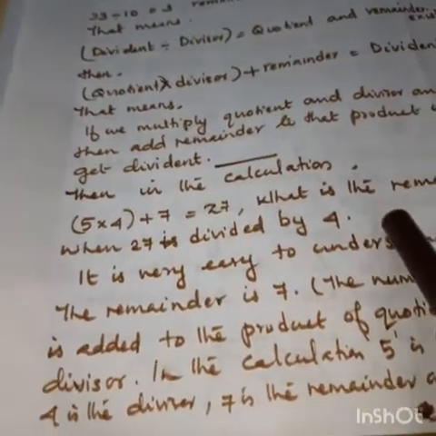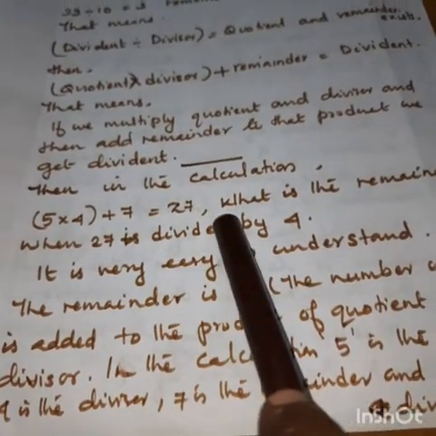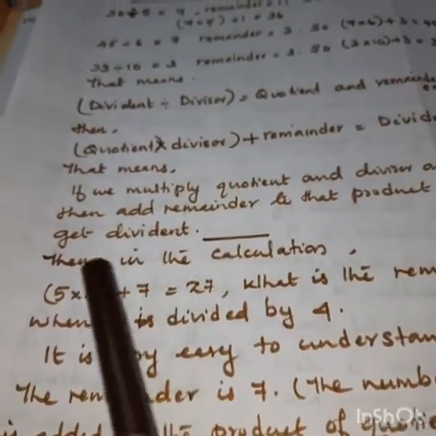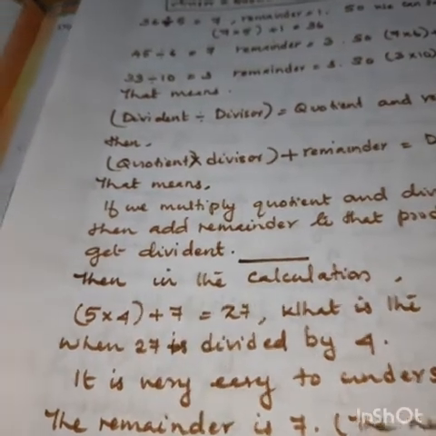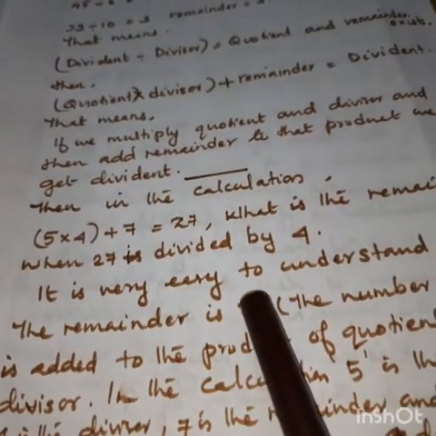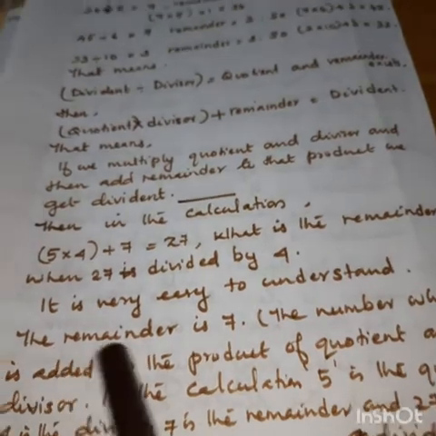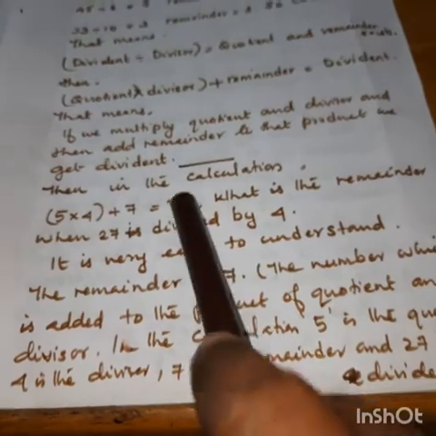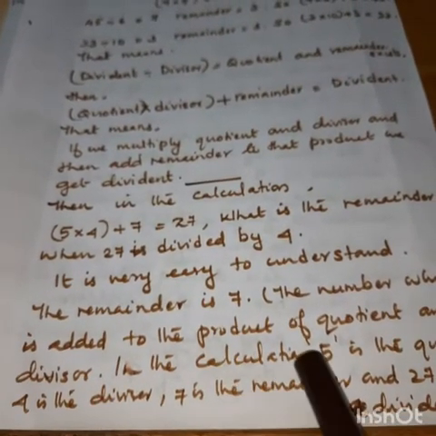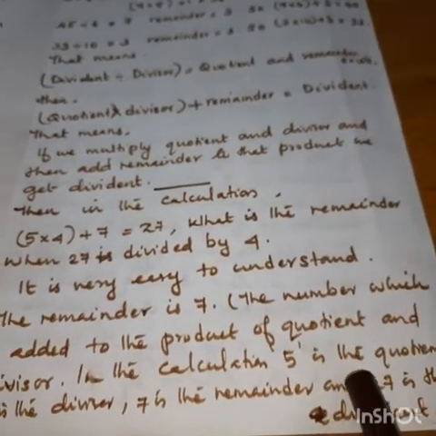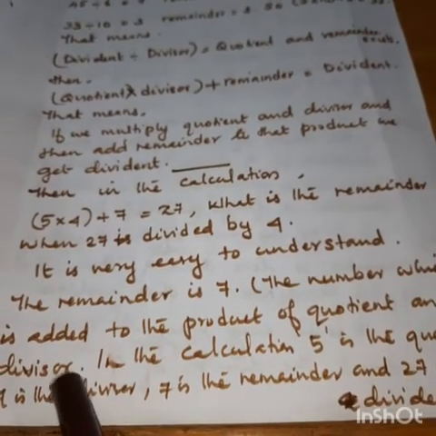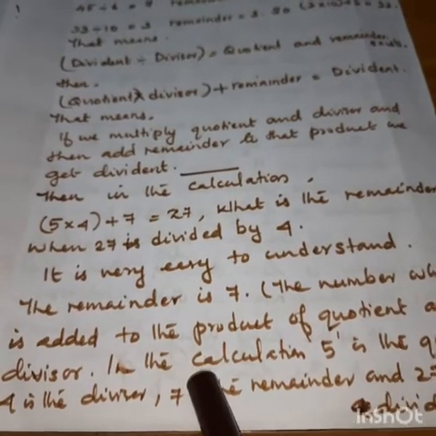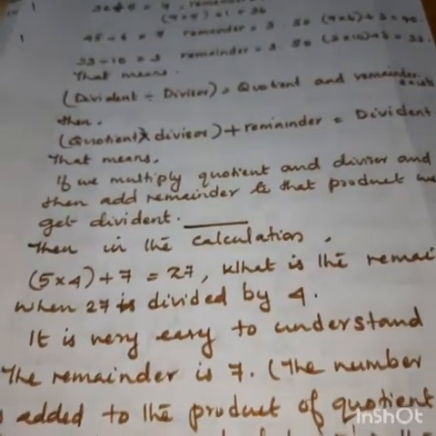Then in the calculation, 5 into 4 plus 7 is equal to 27. What is the remainder? Here we add 7 to the product. Therefore, 7 is the remainder. It is very easy to understand. The remainder is the number which is added to the product of quotient and the divisor in the calculation. Then 5 is the quotient, 4 is the divisor and 7 is the remainder and 27 is the dividend.